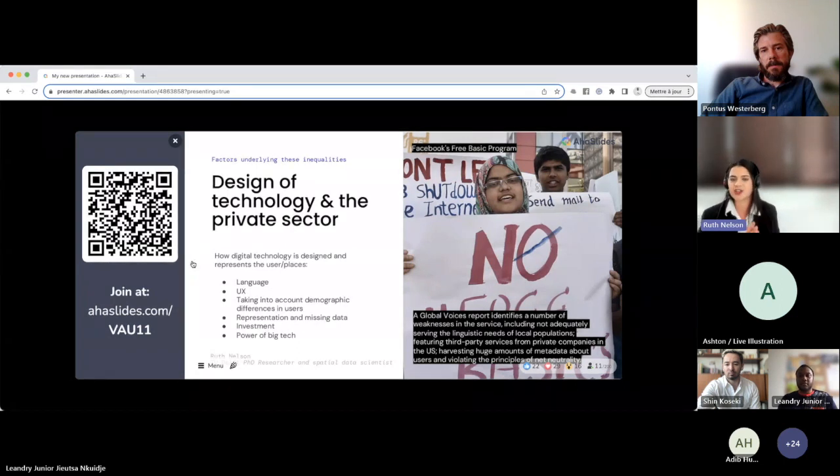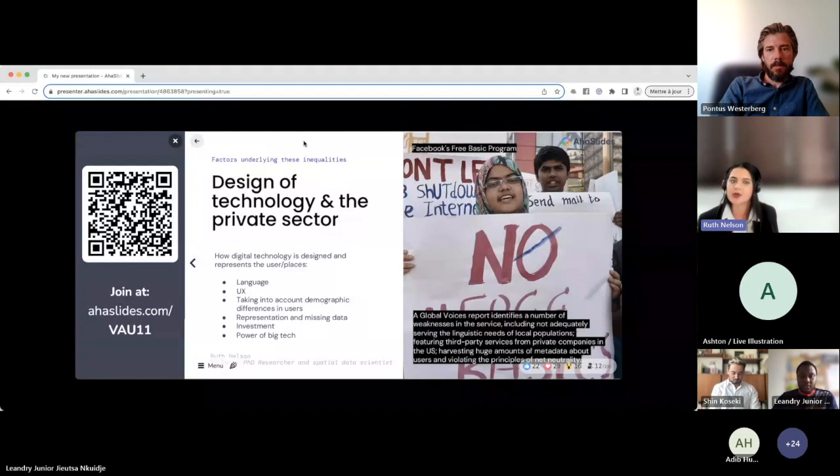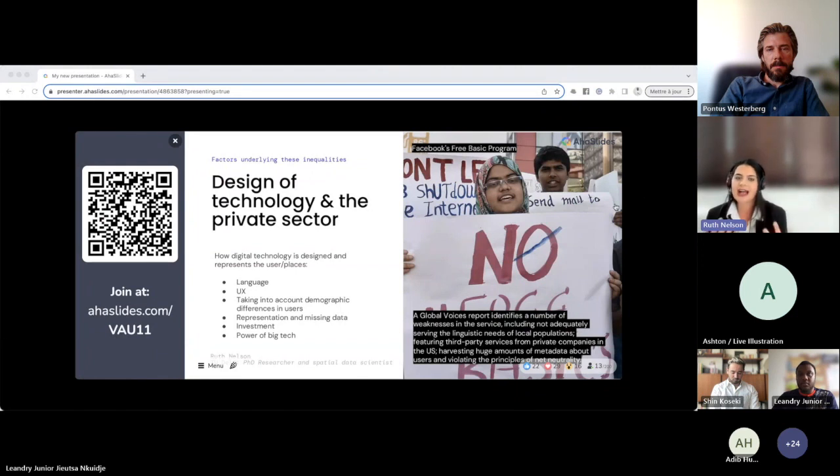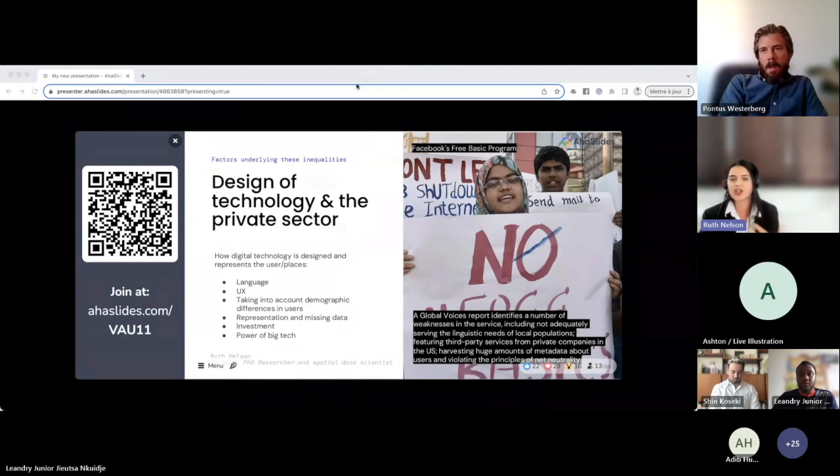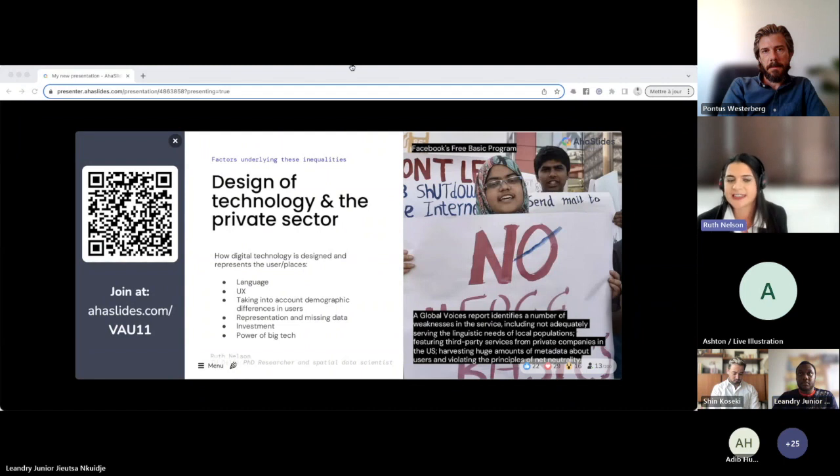So I think how technology is designed and represents users and places is really important. For example, if an interface is not designed in your language, that's going to limit your ability to interact with the digital. UX, of course, is also very important in taking into account demographic differences in users. For example, if I'm colorblind and I'm using a digital technology that doesn't cater for my colorblindness, that's going to limit my ability.